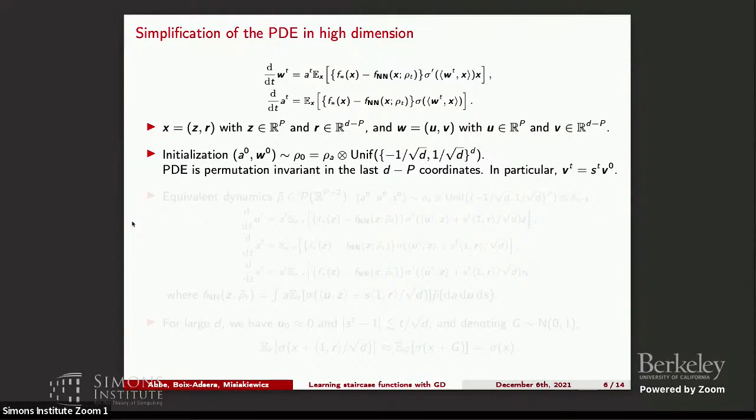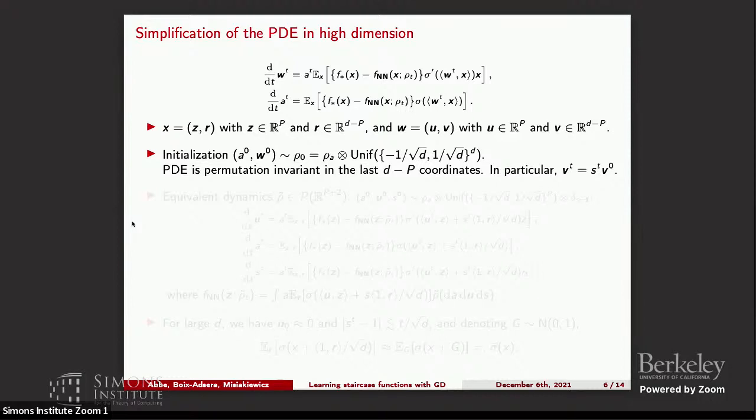then the PDE is permutation invariant in the last D minus P coordinates. In particular, the weights of the neural network that are aligned with the non-informative part of the signal will just evolve radially, rescaled with a coefficient S_t.